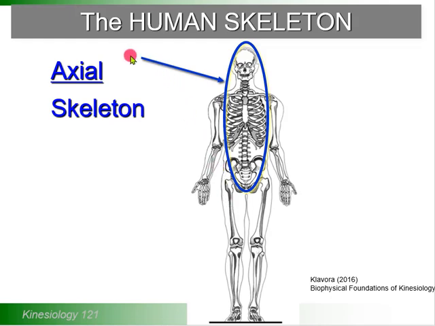Human skeleton. This is axial skeleton. We see skull, spine, rib cage, sternum, clavicle and scapula.